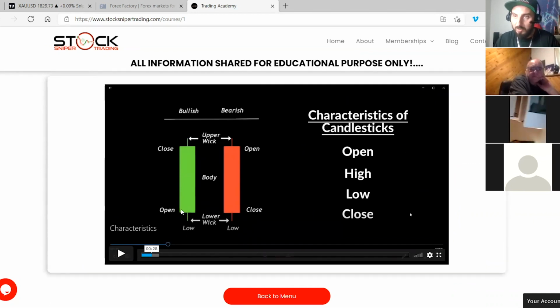So we have two types of candles. We have a bullish candle, which is buyers. On normal trading charts, they're green, and you can change the color to your preference.